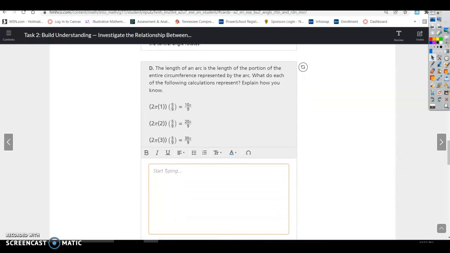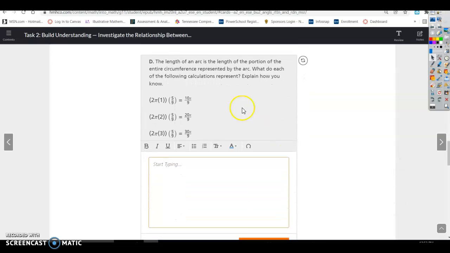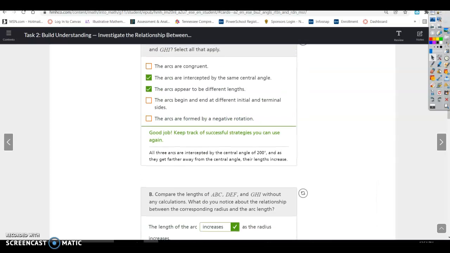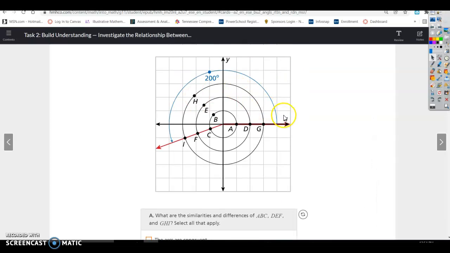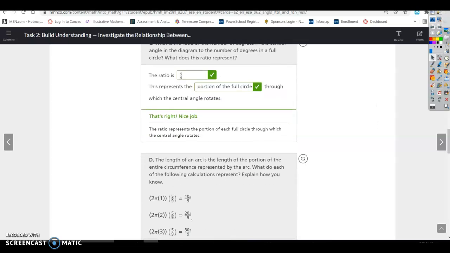All right, so it says the length of an arc is the length of the portion of the entire circumference represented by the arc. What do each of the following calculations represent? Circumference is 2 pi r. So we're going to do 2 pi radius times the portion of the circle. Remember, we're not doing the entire circle, we're just doing this arc length here. We know that 200 degrees is 5/9 of the entire circle. So we're going to do times 5/9.